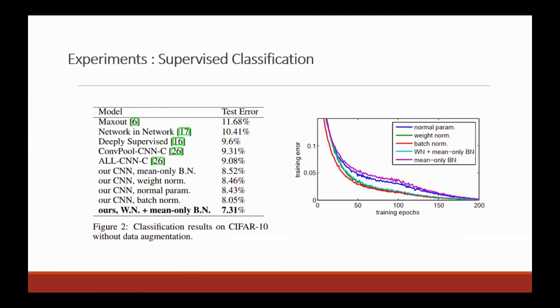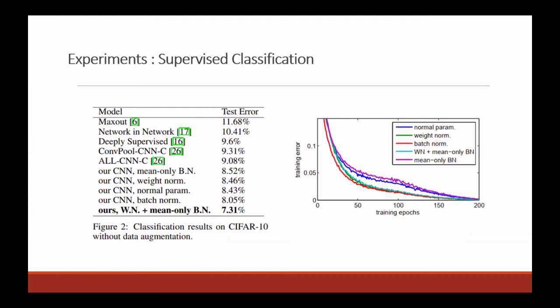First, I start with supervised classification. They applied the model on the CIFAR10 supervised classification problem. The CIFAR10 dataset consists of 60,000 color images in 10 classes. These are 50,000 training images and 10,000 test images. And the dataset is divided into 5 training batches and 1 test batch, each with almost 10,000 images.